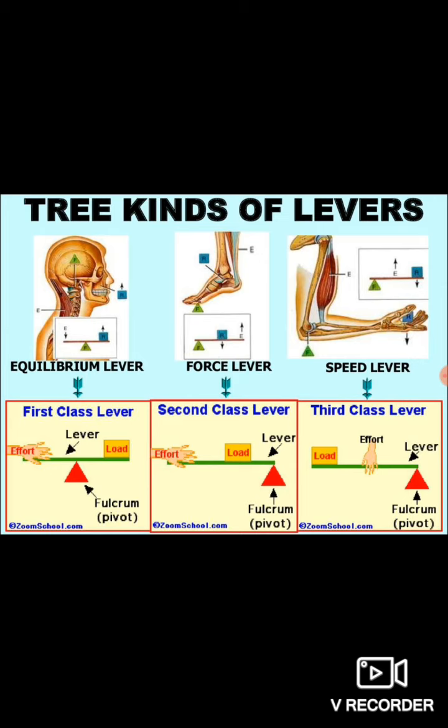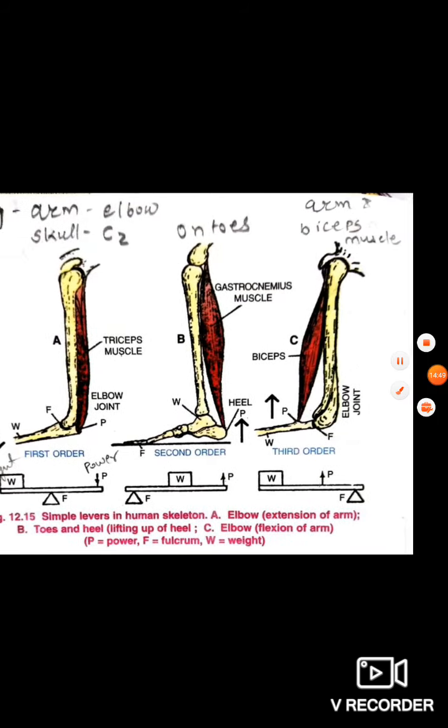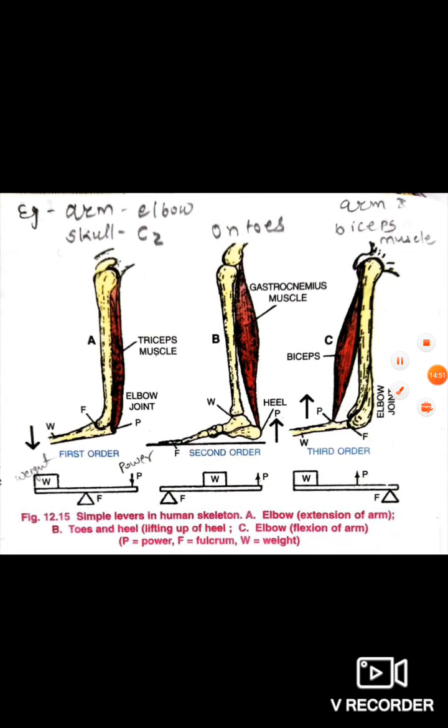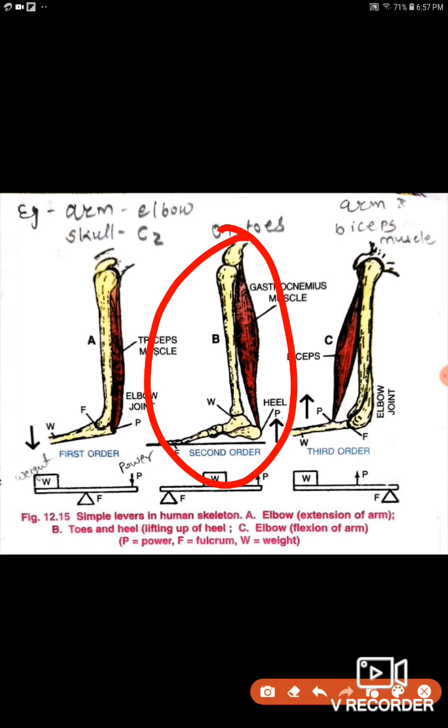In your book one word was given in the second figure, the second order: gastrocnemius muscles. What does it mean? These gastrocnemius muscles are present in the lower region of the leg, but at the back side, not at the front side. So it is the name of a muscle.